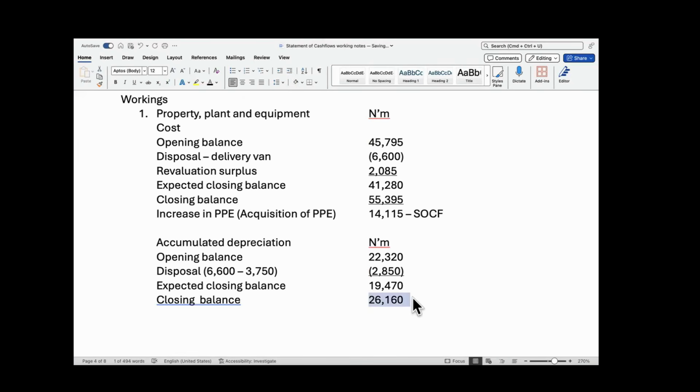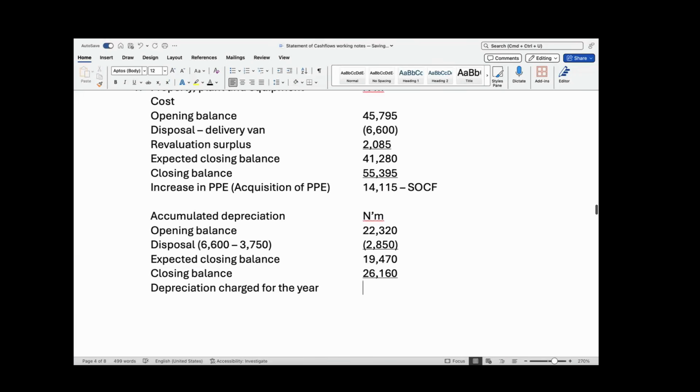So there's an increase, which of course would mean depreciation charged for the year. Now, how much is that? 6,690. So this one, we'll use it as a non-cash item when we are making adjustments.